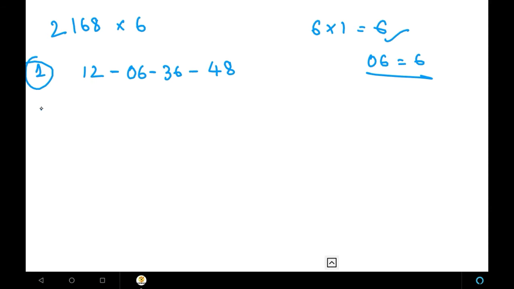Next, step 2. What we have to do? We have to take the units place. We have to leave the rightmost number, and add all other numbers. So first, the rightmost number, that is 8, I am going to leave. That will be my units place for the answer. Next, we are going to add the other numbers.